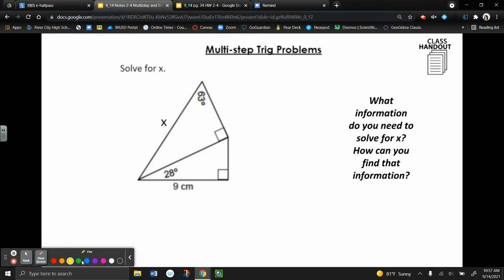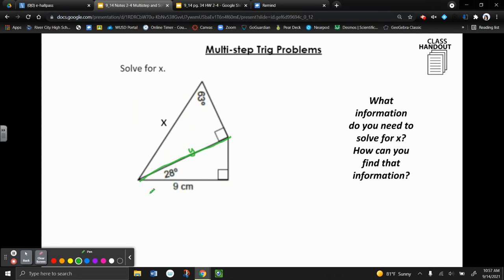We first need to solve for this shared side here, which is y, because we can't use this triangle and this angle. We know this is a reference angle. There's not enough information to solve for x. We need at least one more side. So what we're going to do is solve for this shared side right here, and once we have that, we're going to use that information to solve for x.